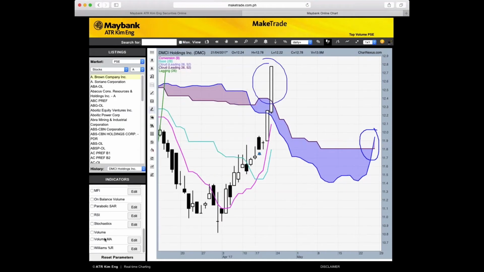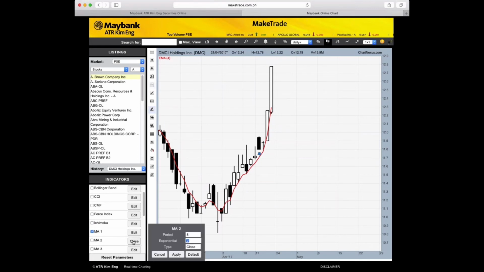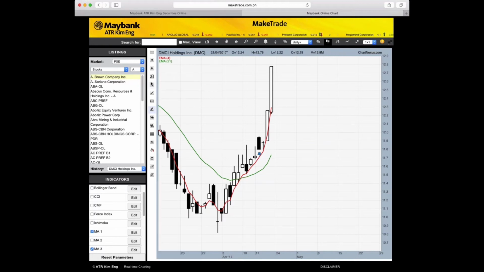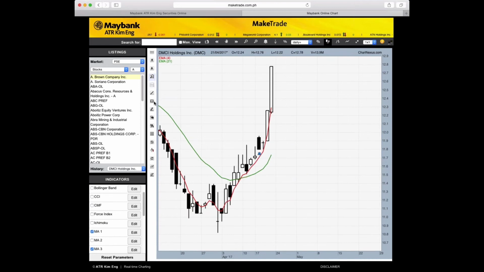So let's add the moving averages for DMC. Let's remove the Ichimoku first. This red line is the short-term moving average, and the green line is a longer-term moving average. So you can see that at this point, the moving averages also made a crossover. This was a bullish crossover.